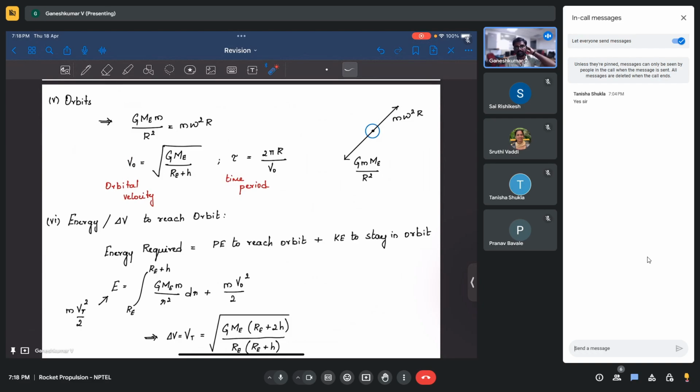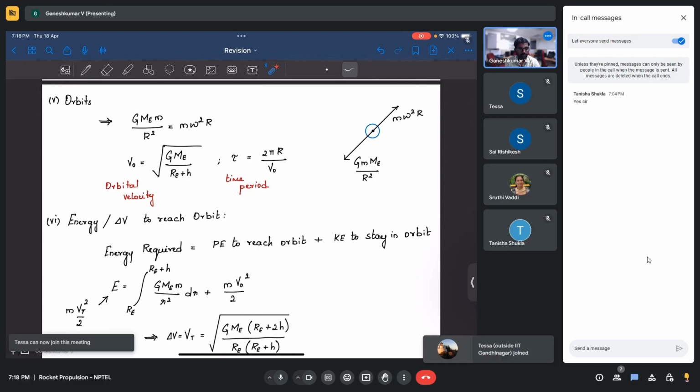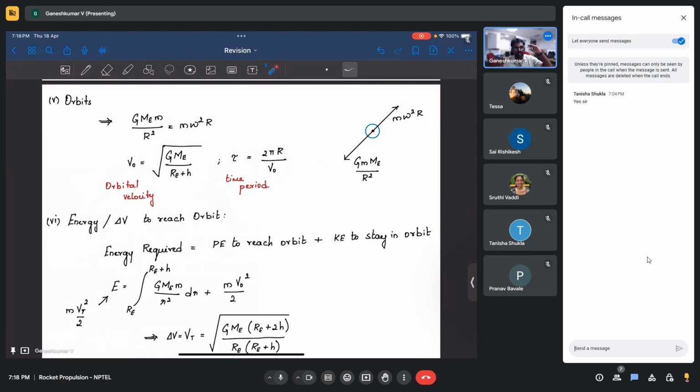So what is the energy we need to give to reach this orbit? We said that if you want to go to an orbit, initially the satellite will be at rest on the surface of the Earth or in the lab, and now you want to take that satellite to a certain altitude. At this altitude it should not be at rest. It should move with a certain velocity, which is the orbital velocity, which means I am doing some work to put this satellite into an orbit.